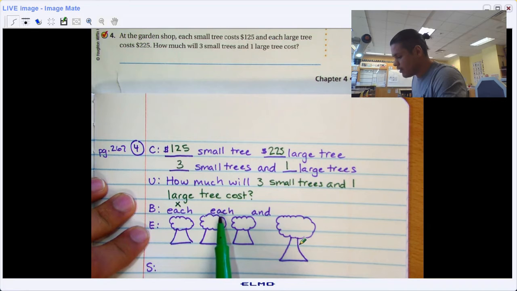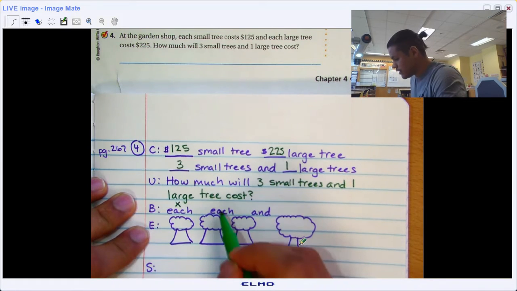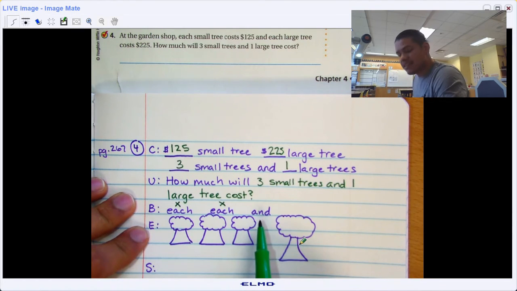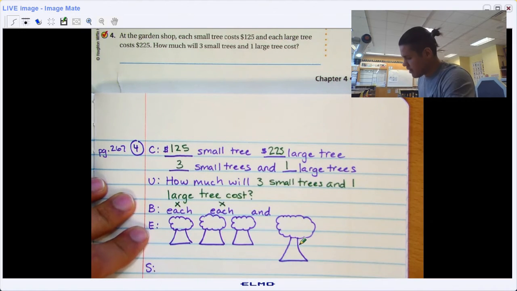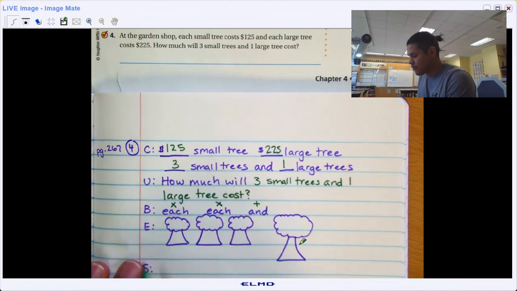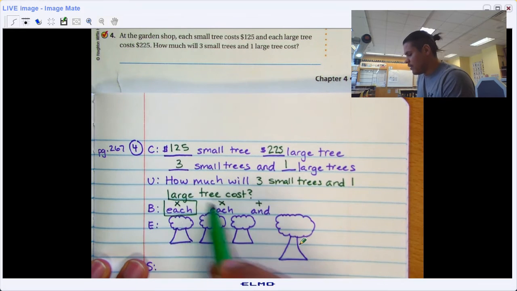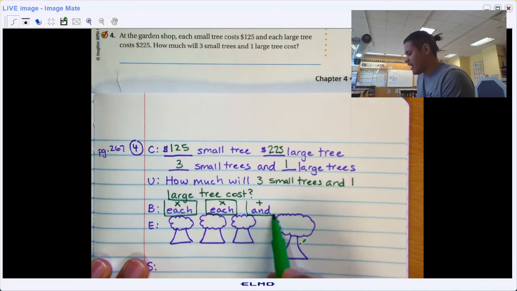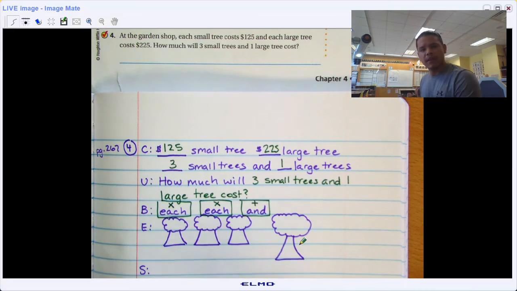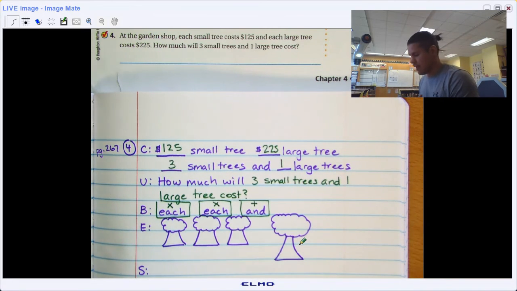Now, we also have each for our large tree. So we'll be multiplying for our small tree and our large tree. And what operation do you think "and" meant this time? And means to add, okay? So those are the words that I would box because they'll tell me how we're solving it. I know today's lesson has to do with multi-step division word problems, but this is an example where we're not dividing. They could be any operation, okay?